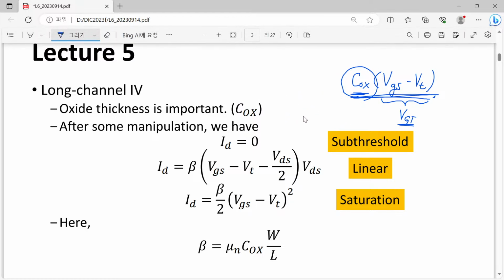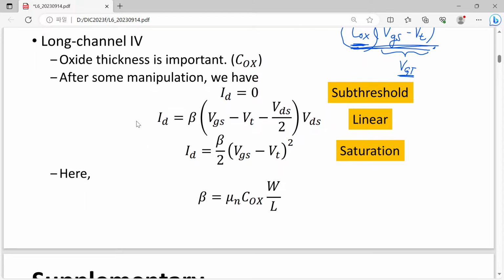Once we understand this, we can understand that we have three different operational regimes: subthreshold, linear, and saturation. Of course, the distinction between subthreshold and linear or saturation is based on your gate source voltage. When you apply low gate bias, your device is in the subthreshold region. However, if you increase your gate voltage, then you enter into linear mode or saturation mode. In these cases, we have non-zero drain current.